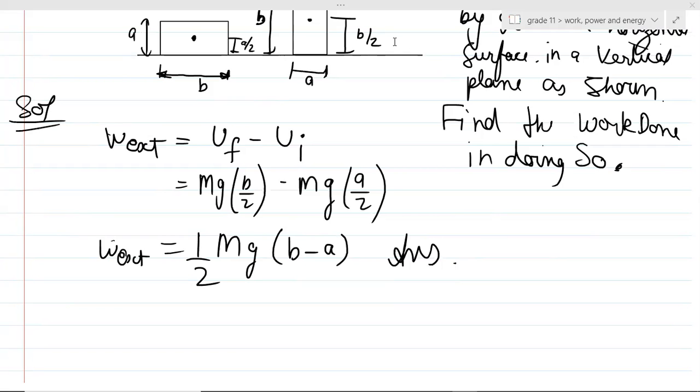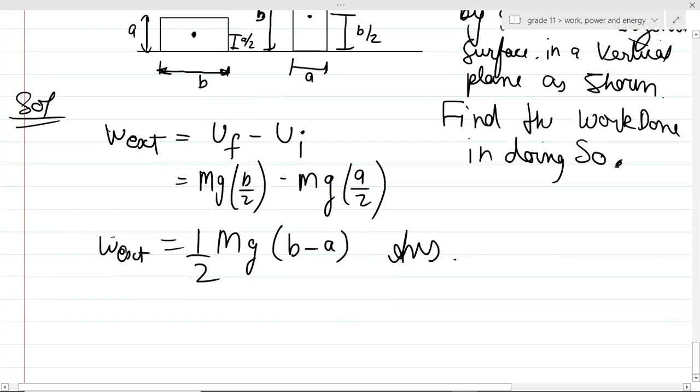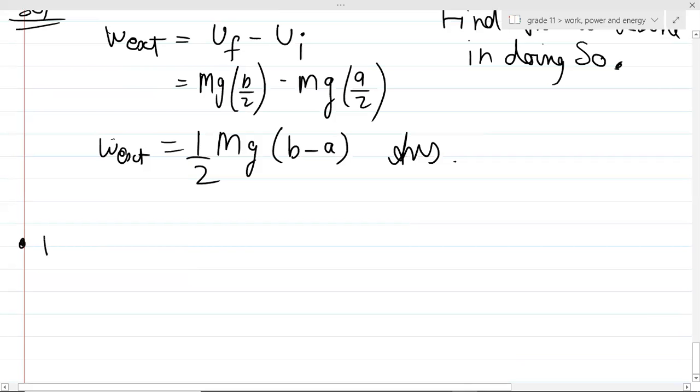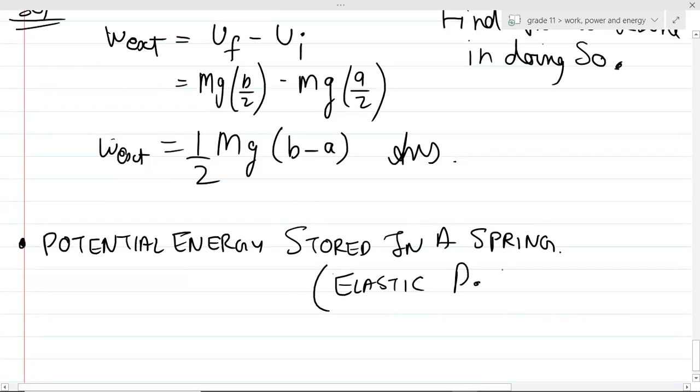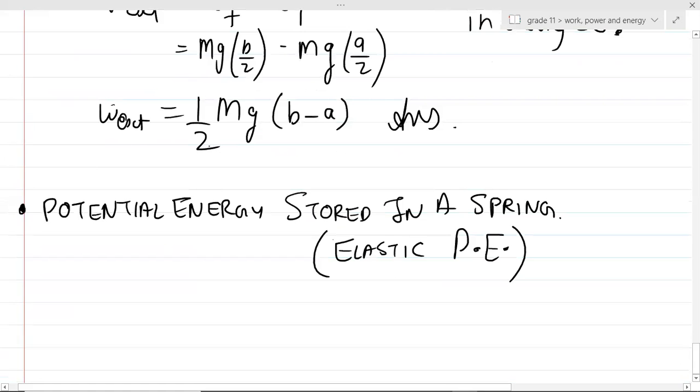Yes, sir. Noting down potential energy stored in a spring. The first we discussed is potential energy, gravitational potential energy. The second which we are discussing is potential energy stored in a spring. Please remember it is a form of elastic potential energy, but I'm not generalizing it, so you can write it as elastic potential. It is one form of it, elastic potential.